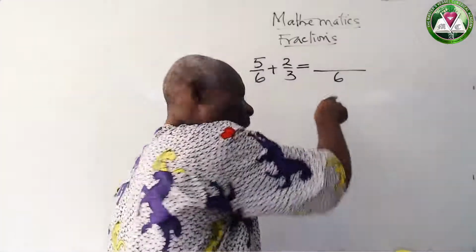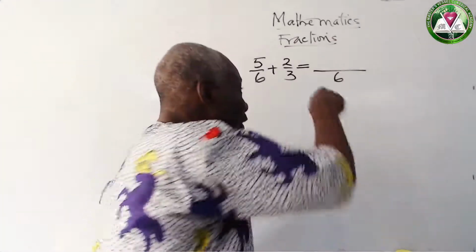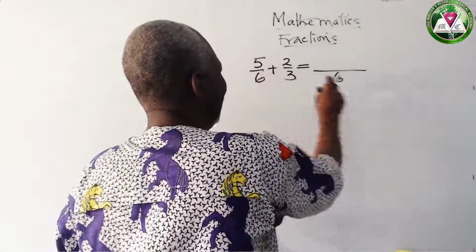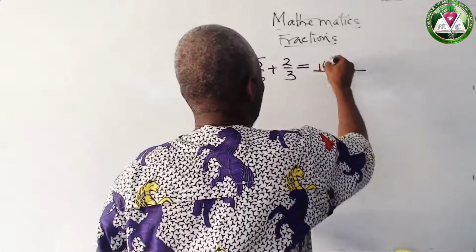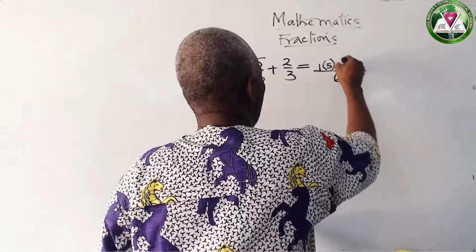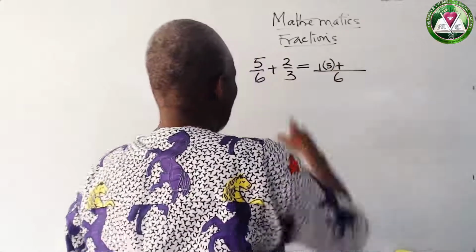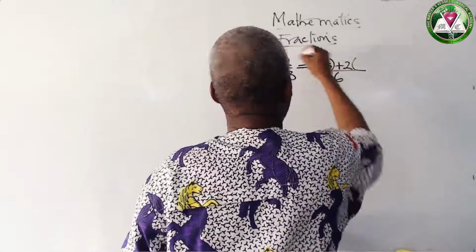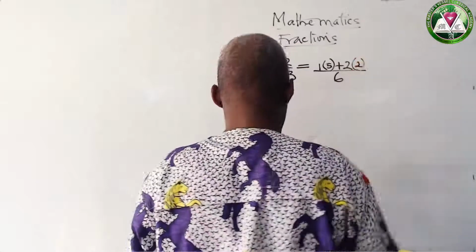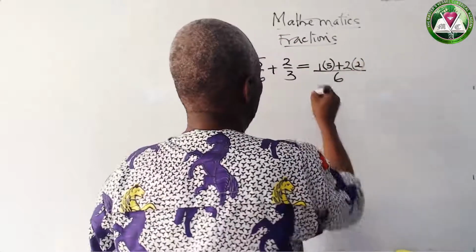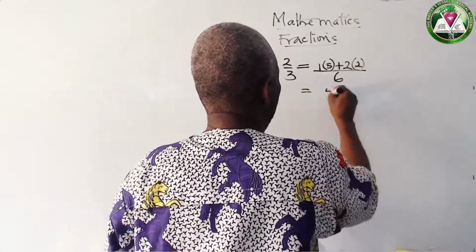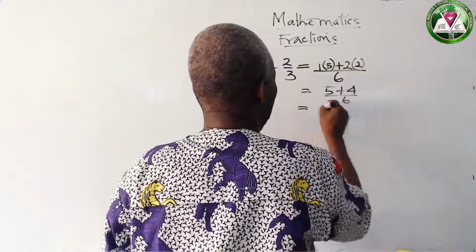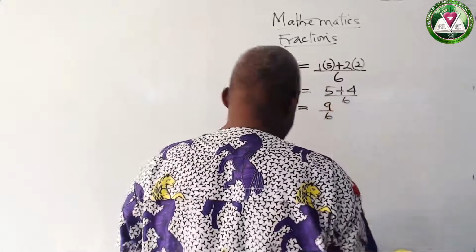Some will write 12, but that is not the least. The least is 6. So again, 6 will divide 6. That will be once, and that will multiply 5. Plus 3 will divide 6, and that is 2 times, but that will multiply the original numerator 2. Then we say that this is equivalent to 5 plus 4 all over 6. And if we do that, will give us 9 over 6.